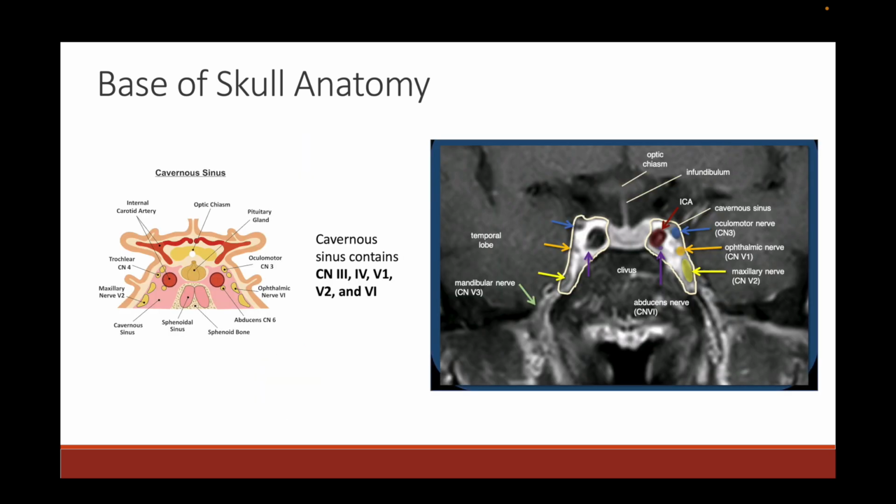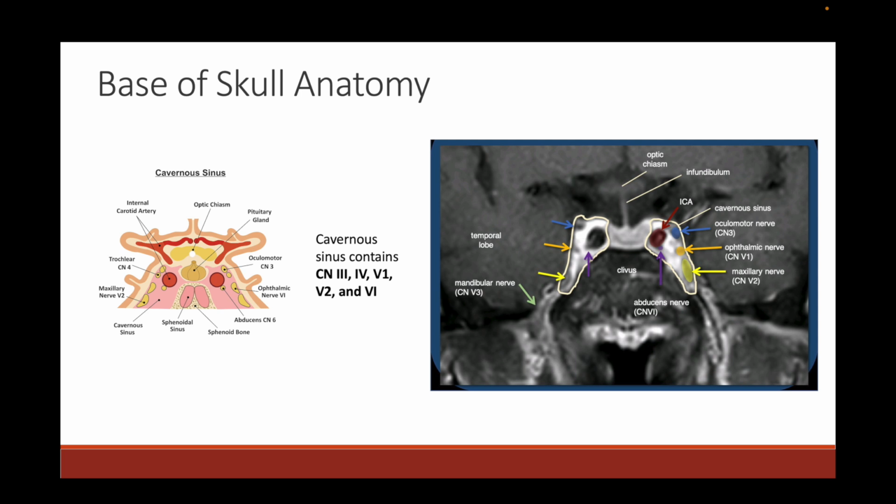A couple of more key points about the base of skull anatomy. So we mentioned the superior orbital fissure, which carries cranial nerves 3, 4, V1, and 6. We also mentioned the foramen rotundum, which carries cranial nerve V2. So before these nerves exit the base of skull, if we backtrack a little, these 5 different nerves actually travel together through an area known as the cavernous sinus.